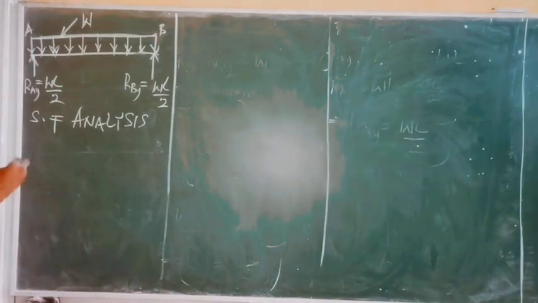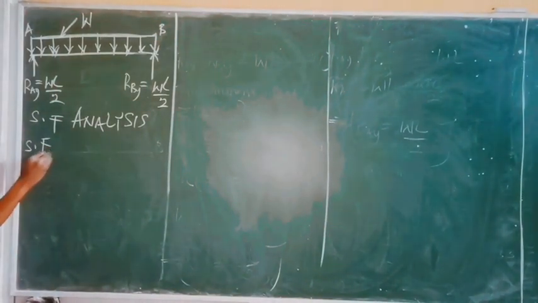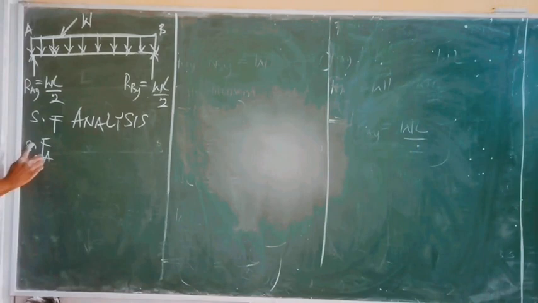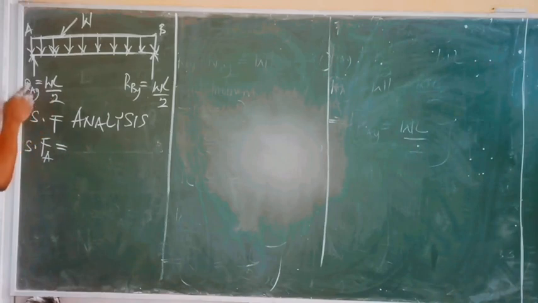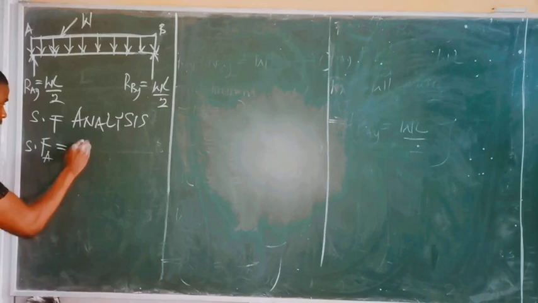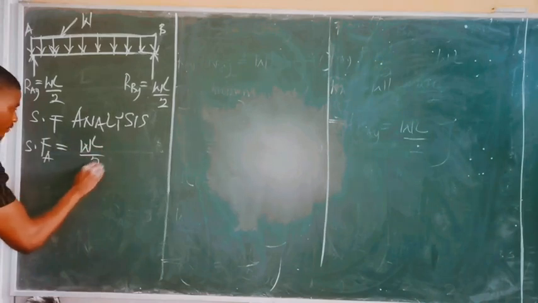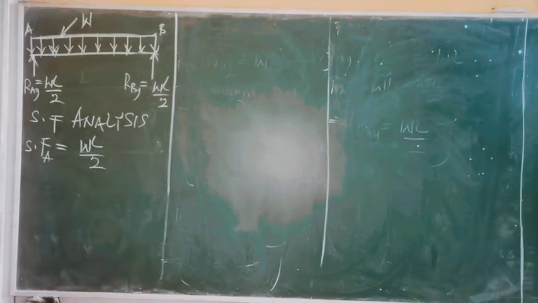All right, so we simply have shear force at A. We'll use SFA. S means shear, F means force, A simply means at point A. And that's equal to, so the force we have at point A is WL over 2. And this force is pointing upward, so it's positive. I'll simply have WL all over 2. That's the shear force at A.